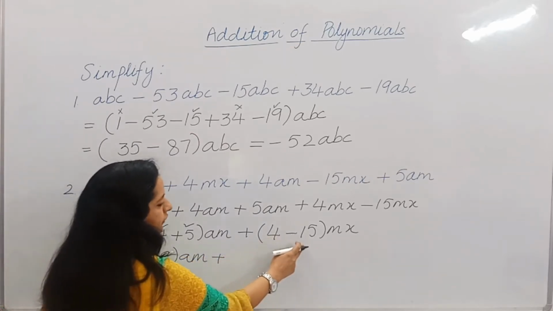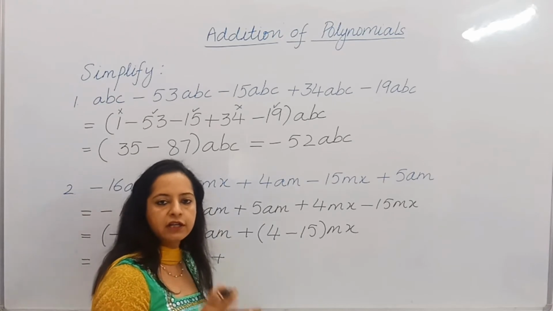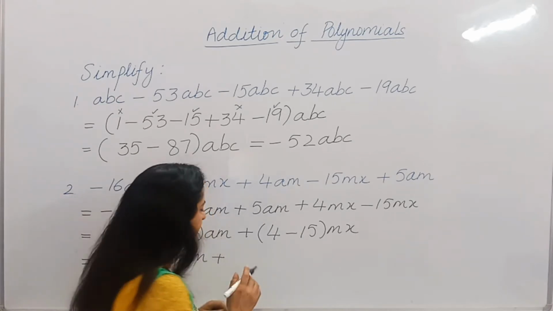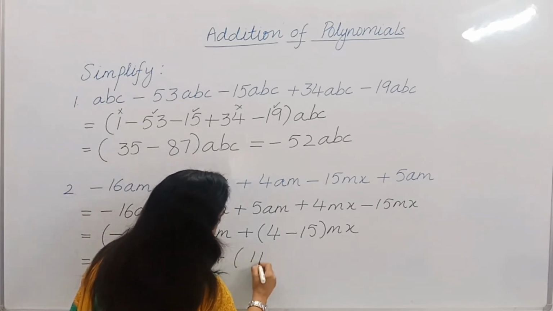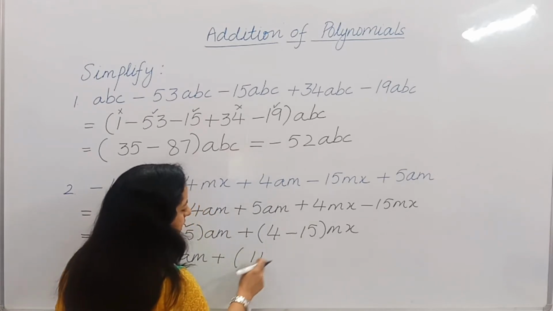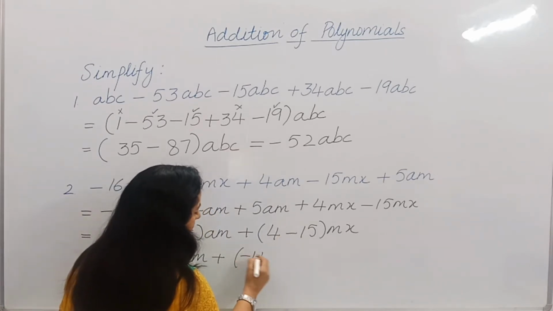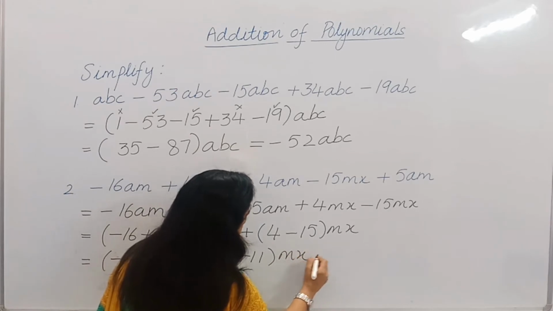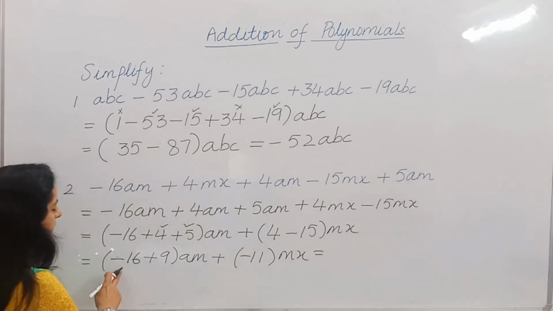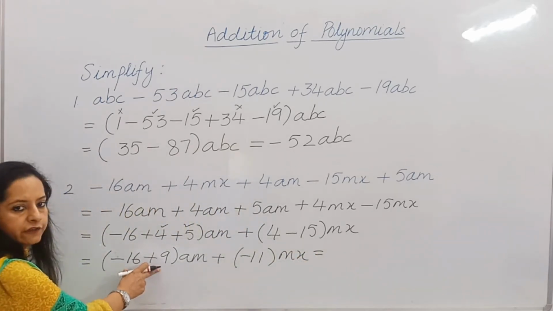In this case, I have got different signs. So different signs we subtract. 15 minus 4 is equal to 11. So I am subtracting 15 minus 4, 11. The sign will be of the greater number, minus MX. Now this is equal to, in this case again, both are different signs.